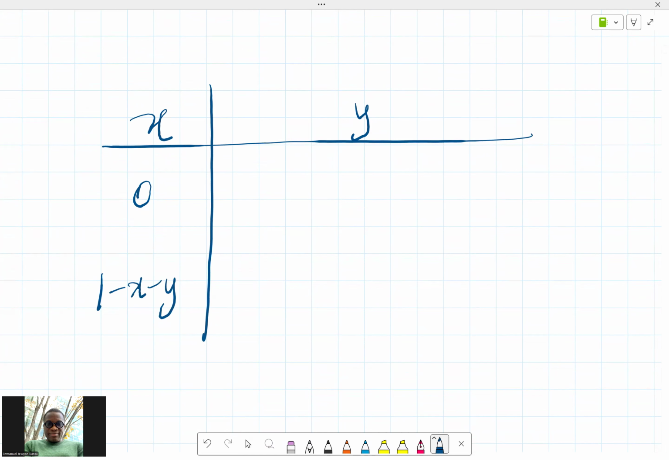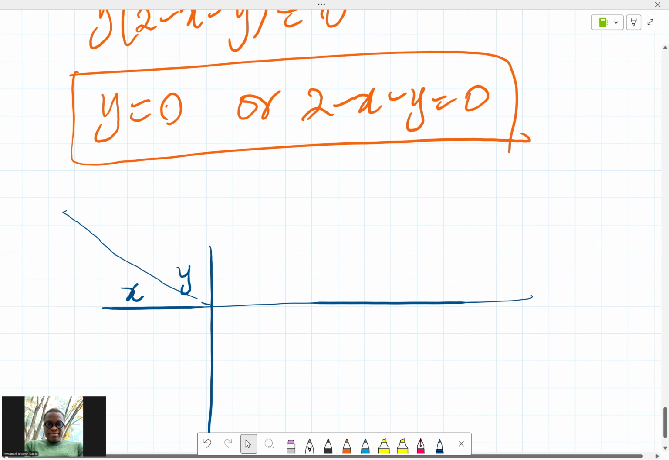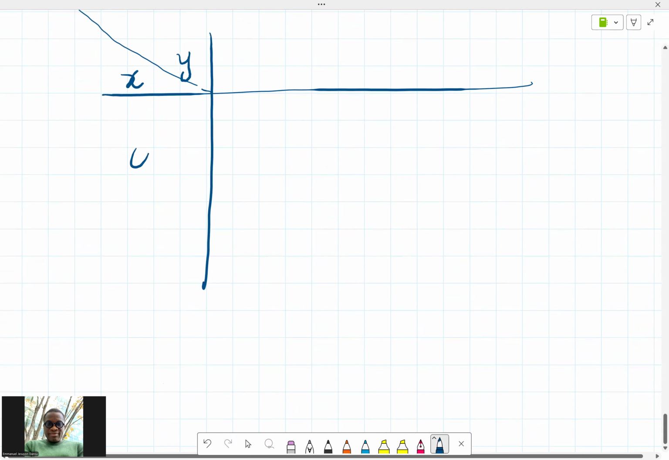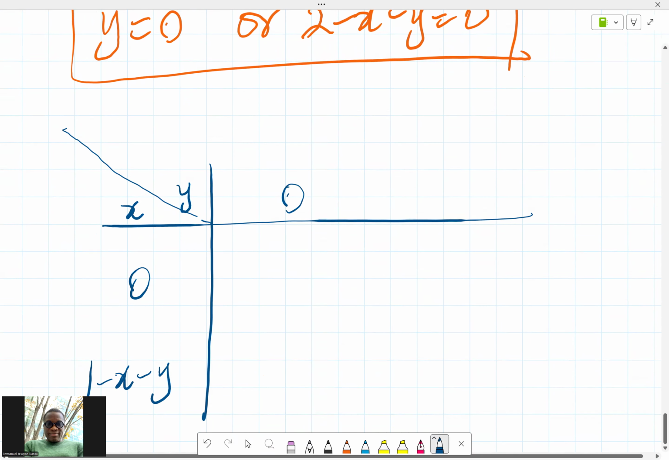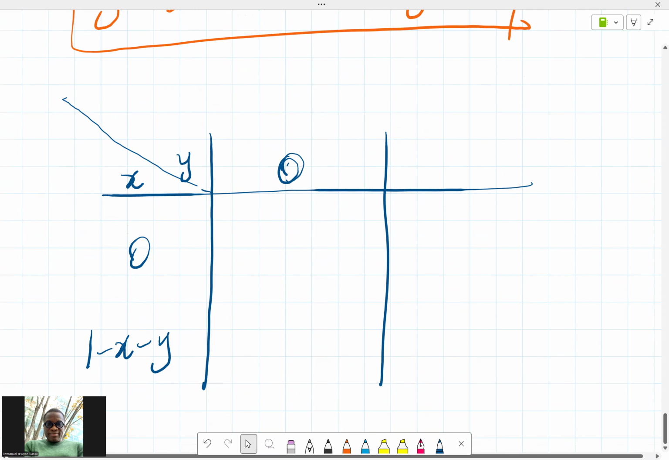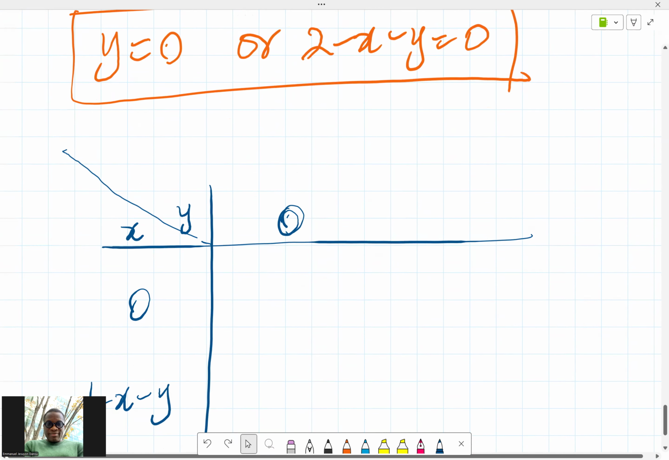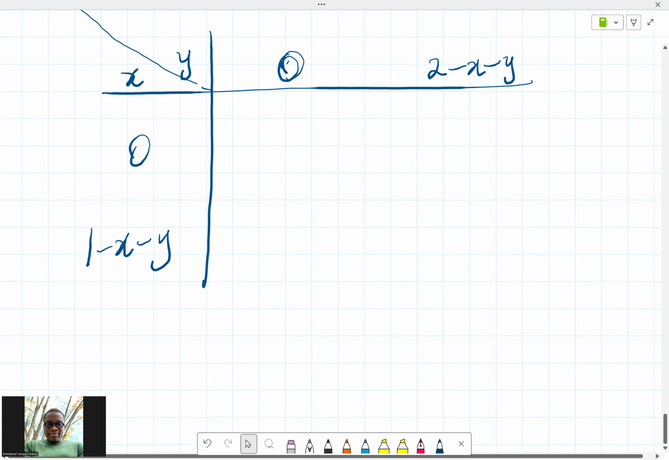Okay, I know what to do now. This is a better way to put it. So you have x down here and y at the right hand side. x is 0 here, and here you have 1 - x - y. And then for y, y can be 0, and y can also be 2 - x - y. So to get your solutions, you need all the possible combinations of these things.